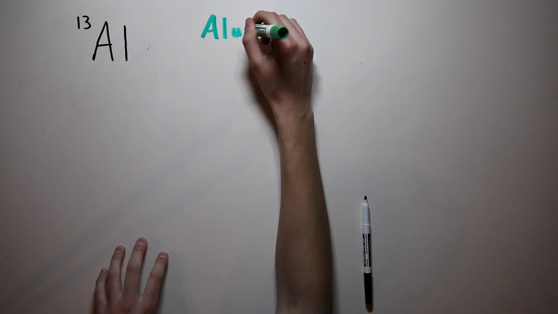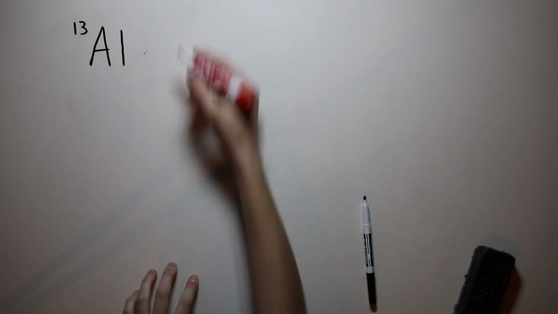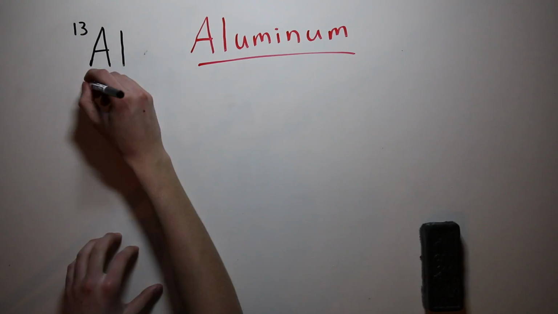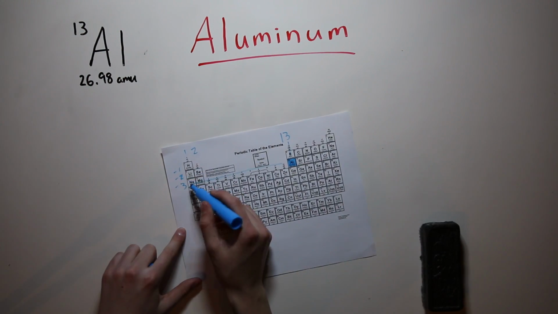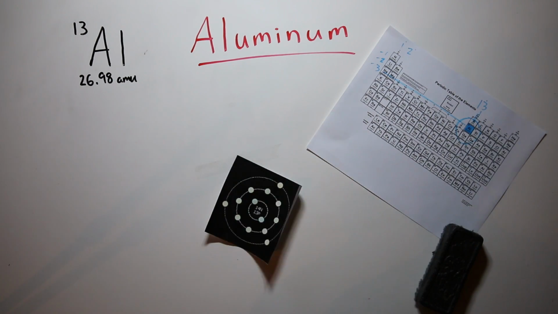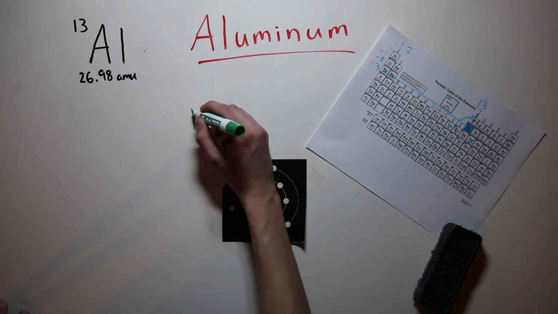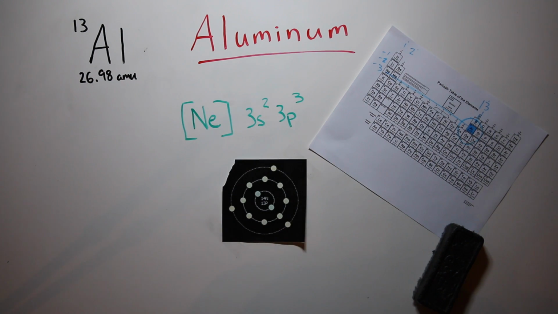Aluminum, or Al, is element 13 on the periodic table. In Europe, it is pronounced aluminium, whereas in the US we say aluminum. Either way, it weighs 26.98 atomic mass units and is located in period 3, group 13 of the P block. Its electron configuration is neon 3s2, 3p3, and has 2, 8, and 3 electrons by shell.